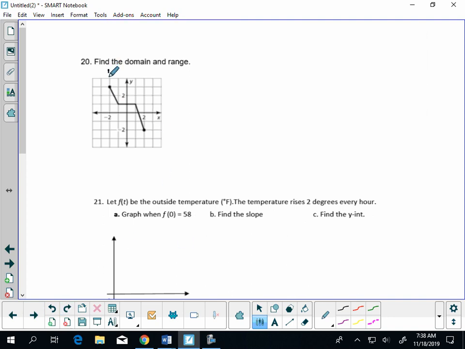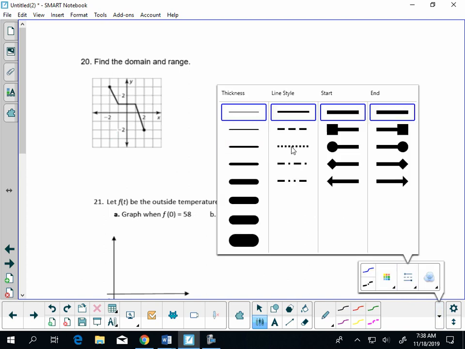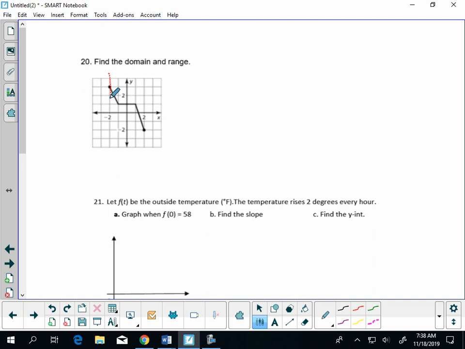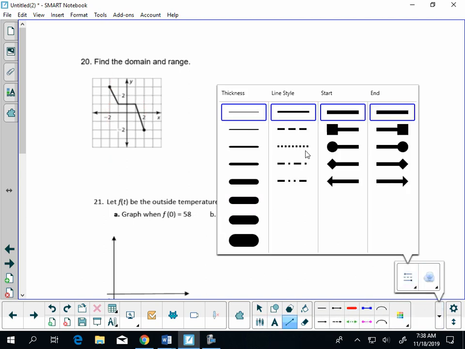Okay, well, my domain, let's actually do this in another color. Imagine that's a straight line. My mouse is not working well here. Sorry, folks. Let's try this one more time.